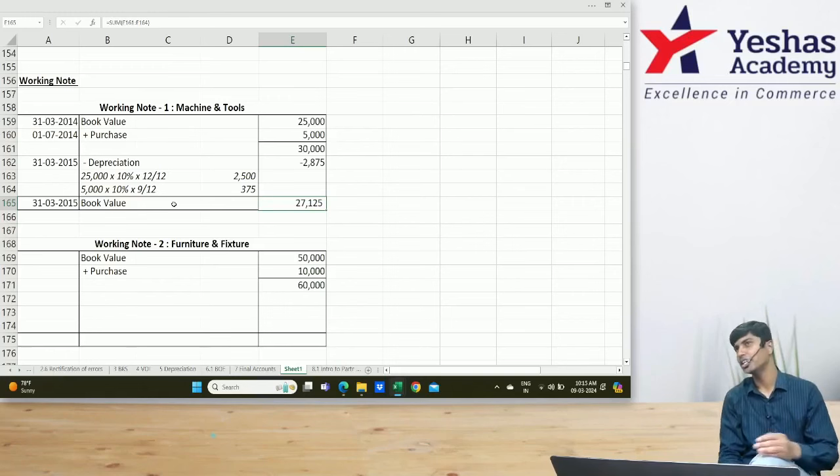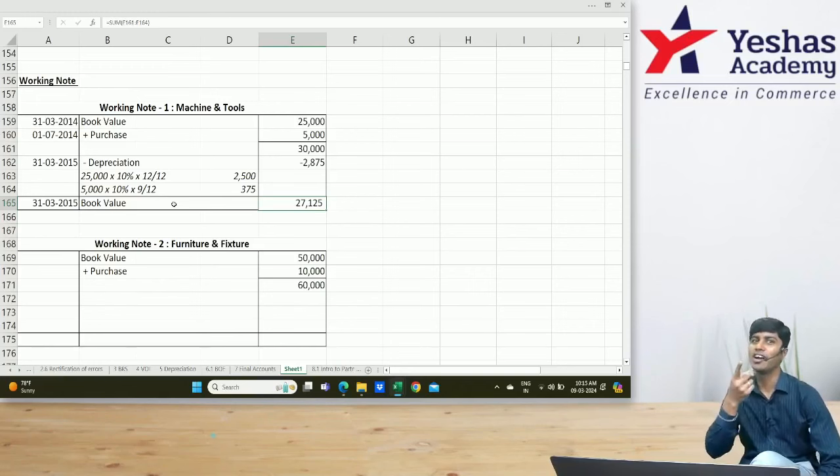It's not balance sheet. Statement of affairs, closing date column. Shall I write 27,125? Where do you write 2,875? Statement of profit or loss? You cannot write 2,875 in statement of profit or loss. You'll write only 27,125 in statement of affairs.